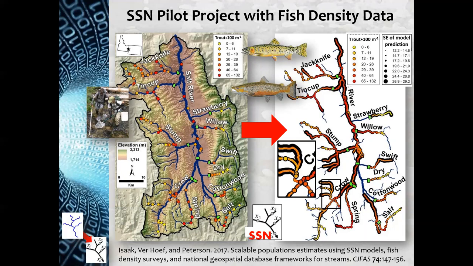You see those sites in the left map there. We fit the model to it, and then used the model to predict densities of trout throughout the full river network, and also get estimates about the spatial precision of those predictions.